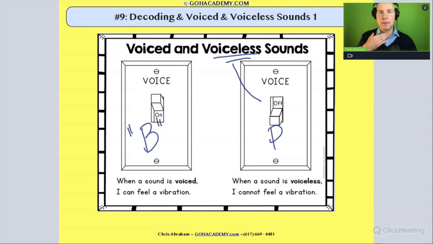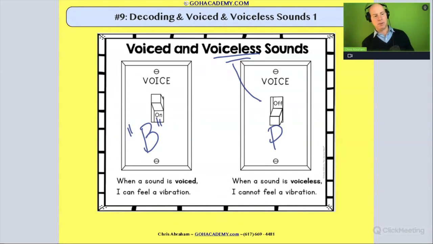Now try that one more time. Alternate between the two and touch your vocal cords. Notice that the position of my mouth, my throat, my tongue is the exact same for both the sound of P and B. But one of them, the B, is voiced, meaning it uses the vocal cords, and the P is not voiced. There are no vocal cords used.